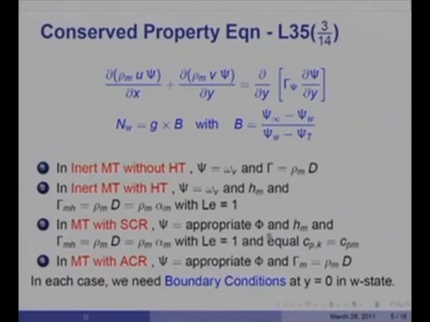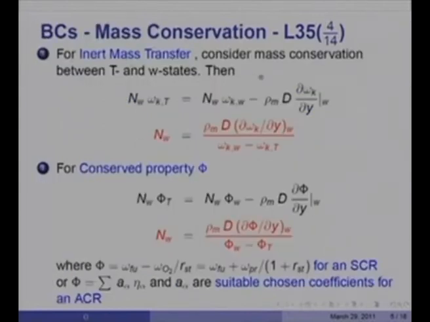That is what renders the energy equation in the conserved property form. And in mass transfer with arbitrary chemical reaction, of course psi is again formed from appropriate combinations of eta alpha, and gamma m is rho m d. In each case we need boundary conditions at y equal to 0, which will come from that form of the Reynolds flow model. So for the inert mass transfer, consider mass conservation between T and W states.